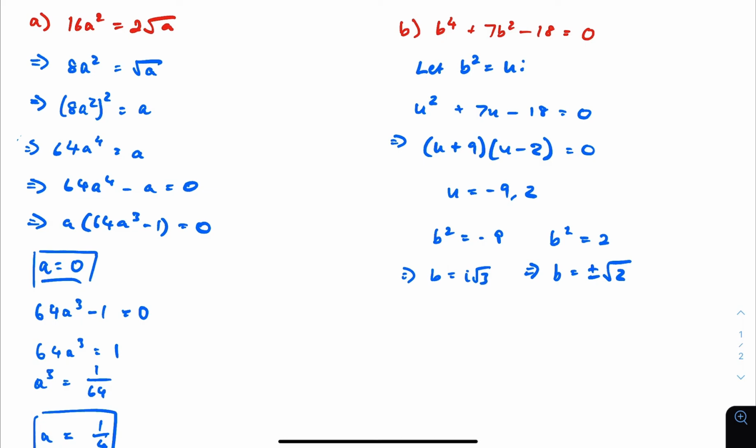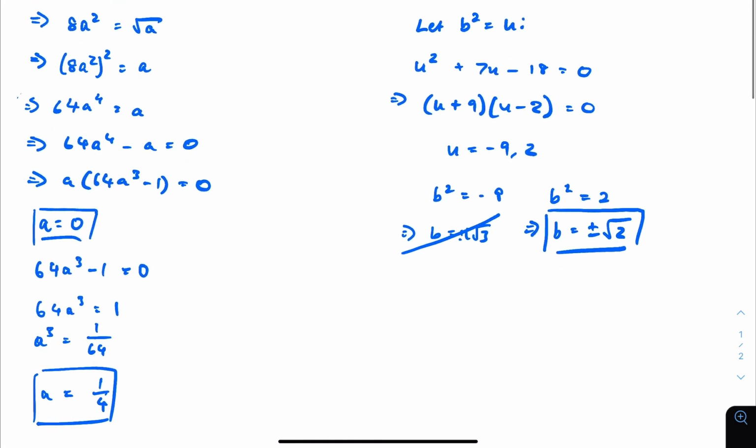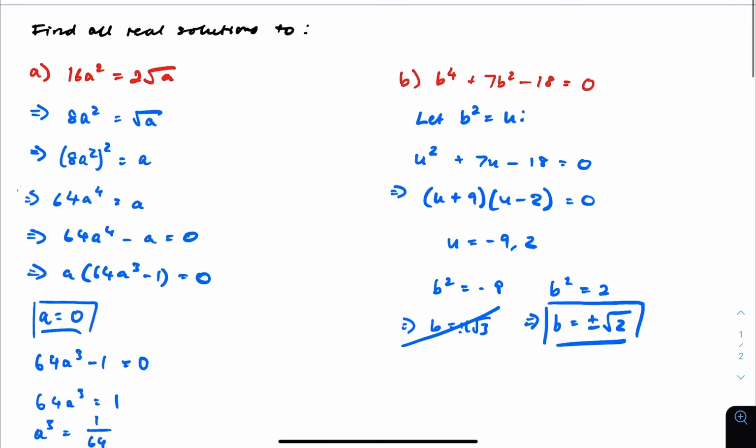However, it did say that it should only have real solutions. So therefore, this one here is invalid. And this is our solution, our real solutions to the problem. So therefore, a equals 0 and a equals 1 over 4 for the first problem, and b equals plus or minus root 2 for the second.